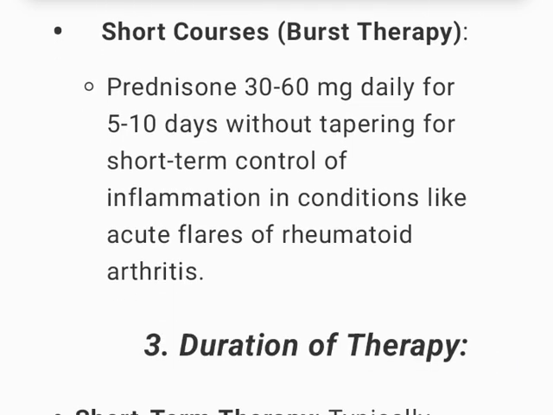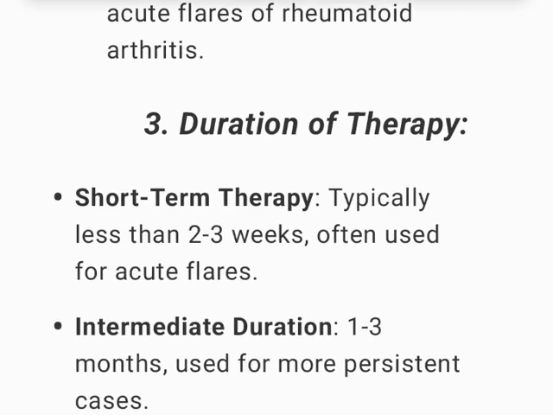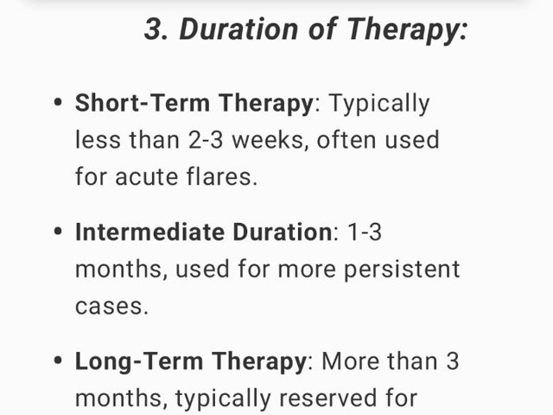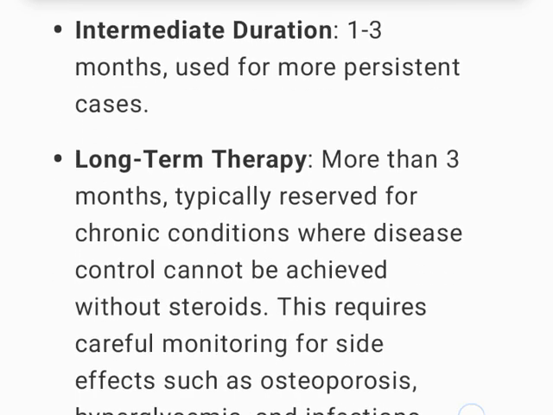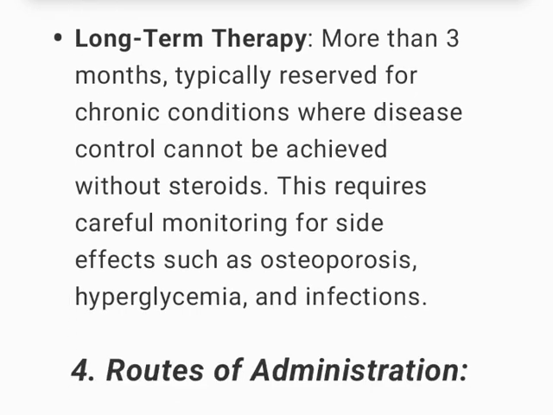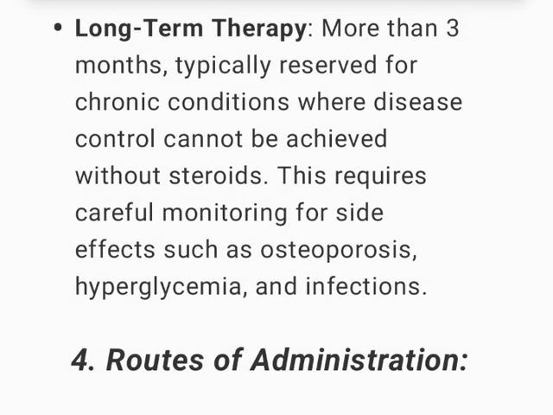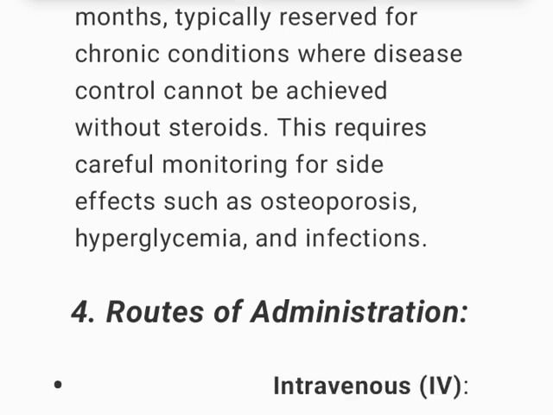Short courses: burst therapy. Prednisone 30 to 60 milligrams daily for 5 to 10 days without tapering for short-term control of inflammation in conditions like acute flares of rheumatoid arthritis. 3. Duration of therapy. Short-term therapy, typically less than 2 to 3 weeks, often used for acute flares. Intermediate duration, 1 to 3 months, used for more persistent cases. Long-term therapy, more than 3 months, typically reserved for chronic conditions where disease control cannot be achieved without steroids. This requires careful monitoring for side effects such as osteoporosis, hyperglycemia, and infections.